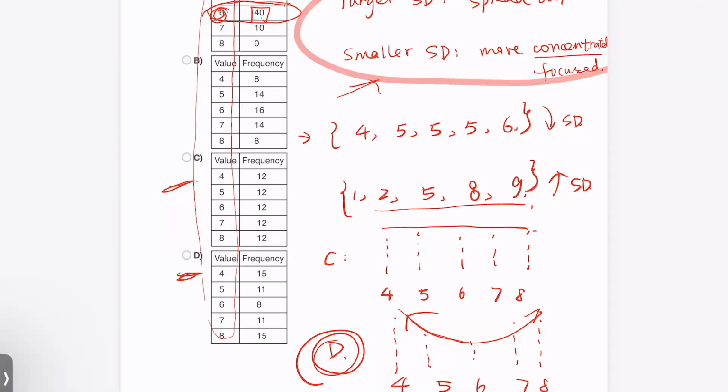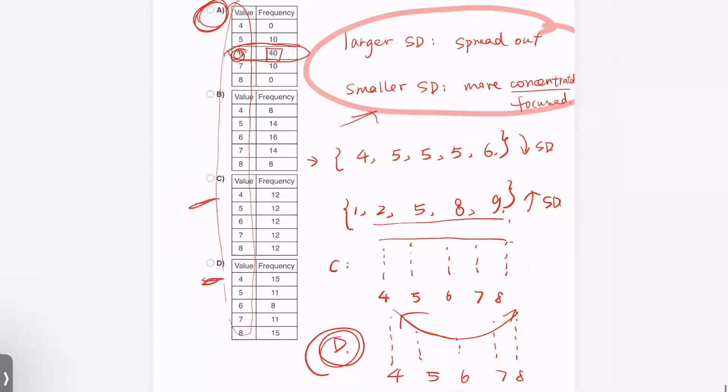So copy these two down, okay? Larger SD means it's more spread out. Smaller SD means it's more concentrated. Memorize that and you have no problem with the standard deviation. You might see one question in the whole test, maybe in module 2 or module 1.